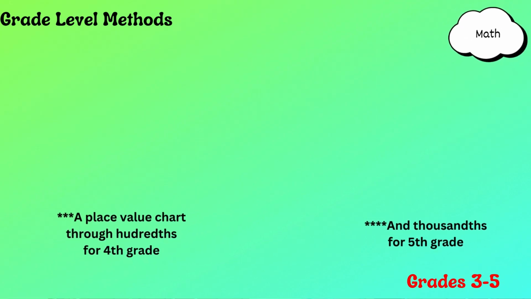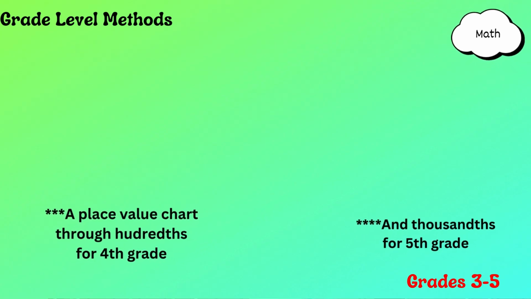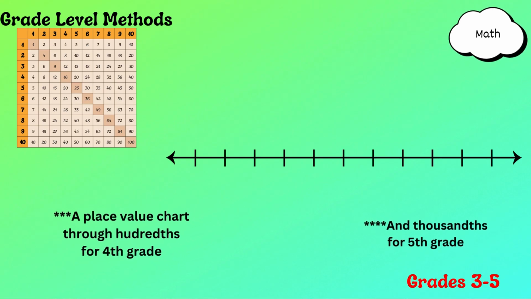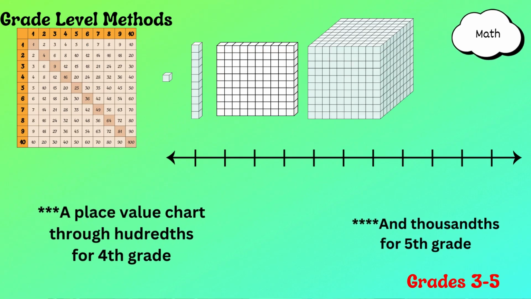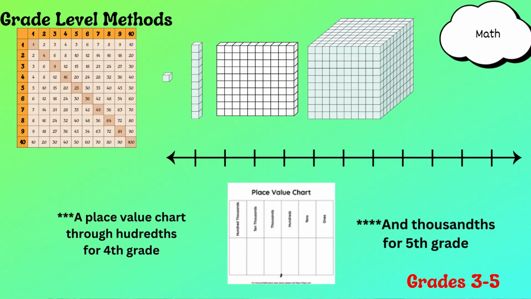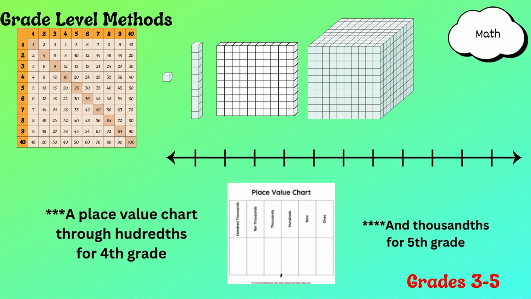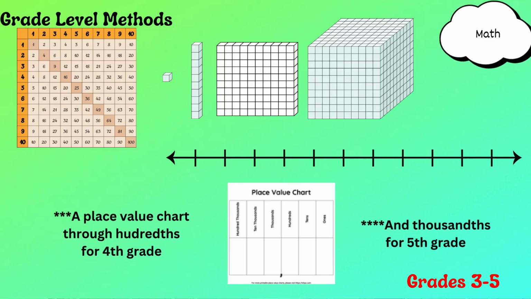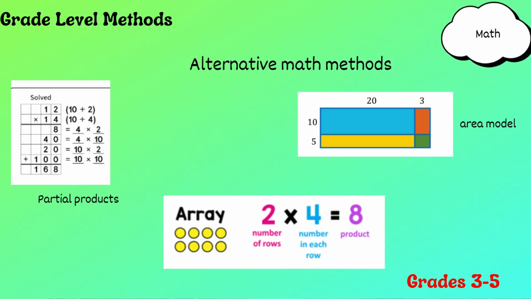All these visuals should be large enough for students to see from their desk. For the grade level methods for third through fifth grade, you're going to want to have a multiplication chart, a blank number line for reference, base 10 blocks with an explanation through thousands and through hundredths, as in decimals, for fourth grade, and thousandths for those fifth graders. You're also going to leave space on your math wall to add alternative methods as they're taught, such as how to diagram partial products.